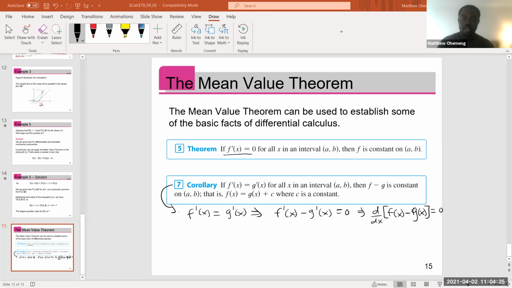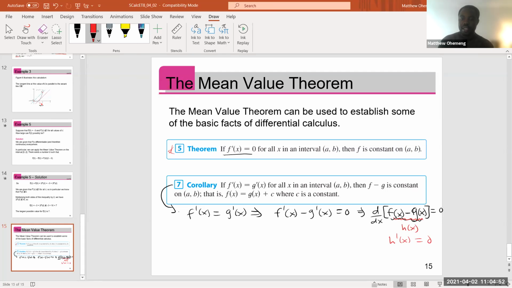Okay, so if you can see that, then just consider this to be like a function. Let me use a different color here. Let's say this f of x minus g of x, let's say it's h of x. If it's h of x, then it reduces to what we have here, the theorem, right? Because what we are saying is the derivative of h of x is 0, which is the same as the theorem we saw here. That's why there's a corollary.